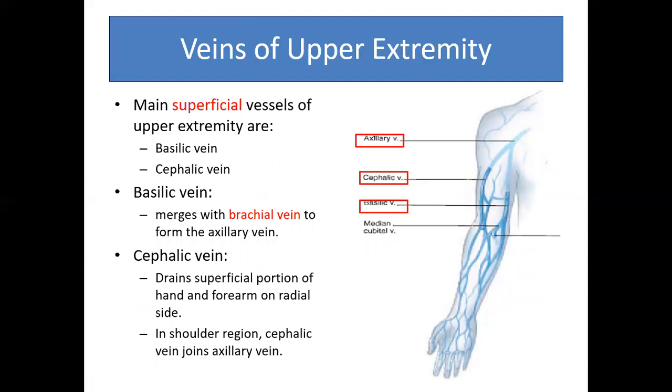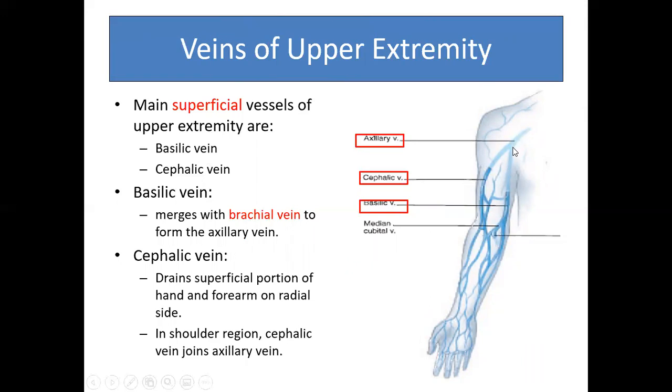Okay, what is the main superficial vessel? Just now I mentioned earlier, we have the superficial system and also the deep system of the veins in the upper extremity. So the main superficial vessels of the upper extremity are composed of the basilic vein. So if you see here, this is the basilic vein, and we have the cephalic vein. Okay, these are the superficial vessels of the upper extremity. The basilic vein here will merge with the brachial vein to form an axillary vein.